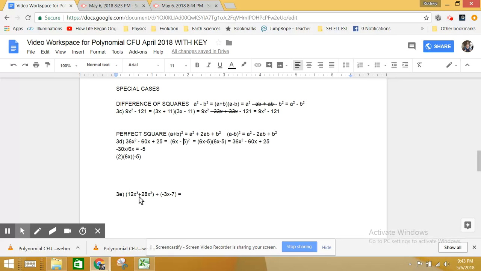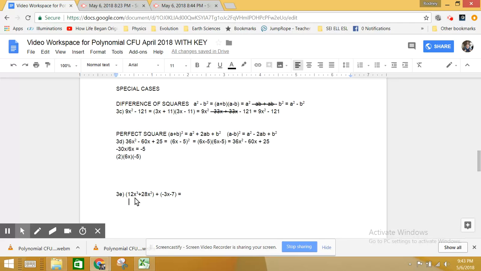This one has 4 terms, and they're all different degrees. The method that you might want to look for first with this sort of thing is to see what happens if you factor out the greatest common factor here. This is a factoring by grouping situation. So what's the largest common factor here? 12x cubed plus 28x.